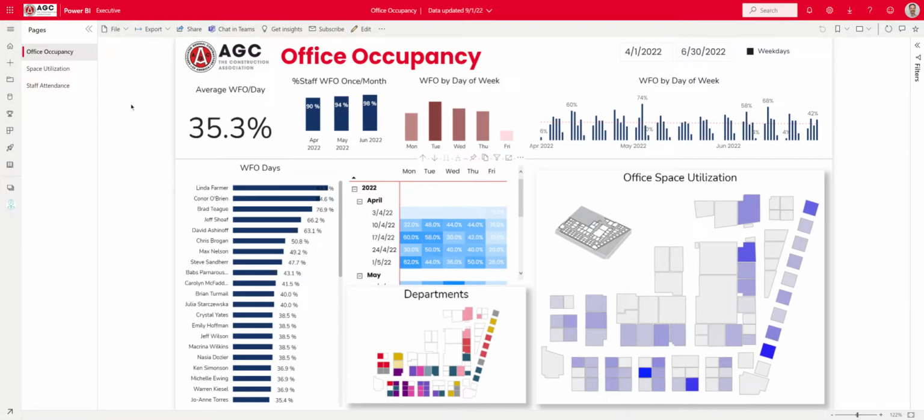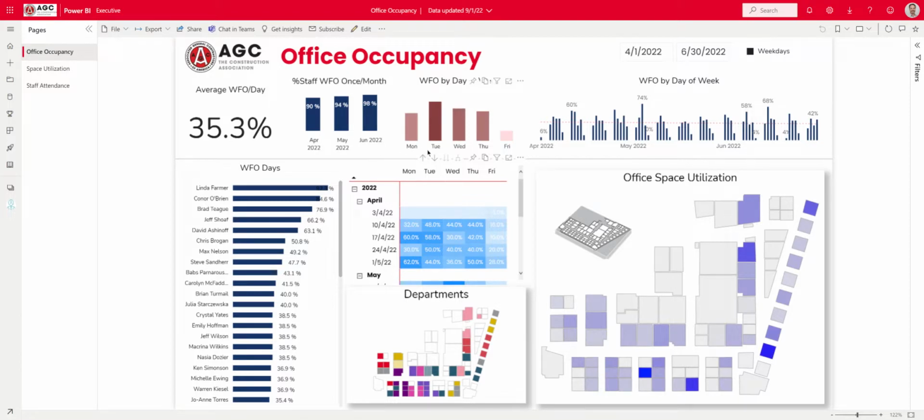And then on the visuals, we have an average of work from office. This is indicating that 35% of the staff is working from the office in any given day. This is an indication of who goes at least once a month to the office. Actually, the percentage of the staff that goes at least once a month to the office.